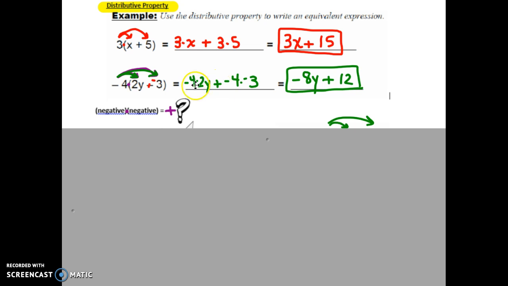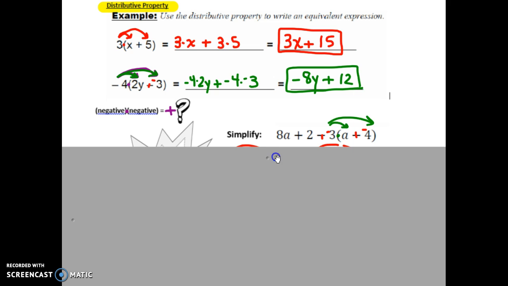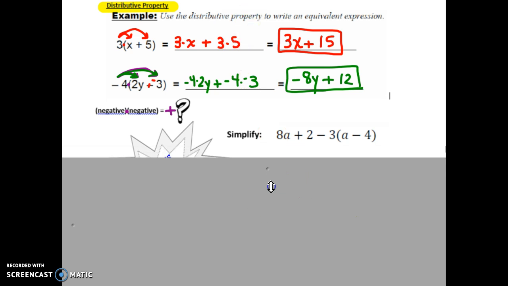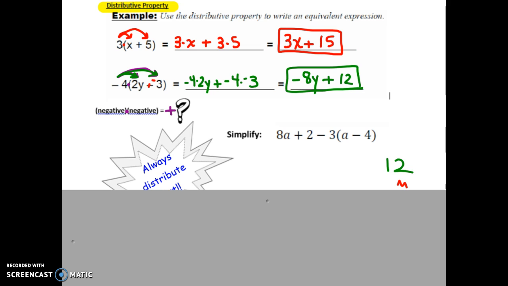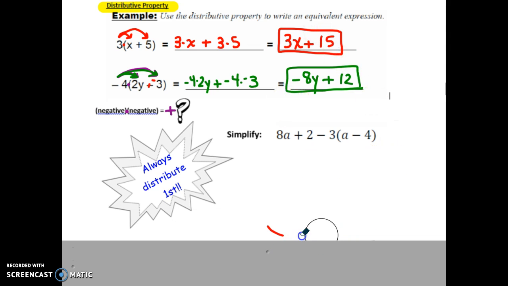Positive times negative is negative, but a negative times negative is positive. So down below, what we have is a big kind of messy expression. I'm going to take this work away so we can work on it together. We're going to start fresh together.